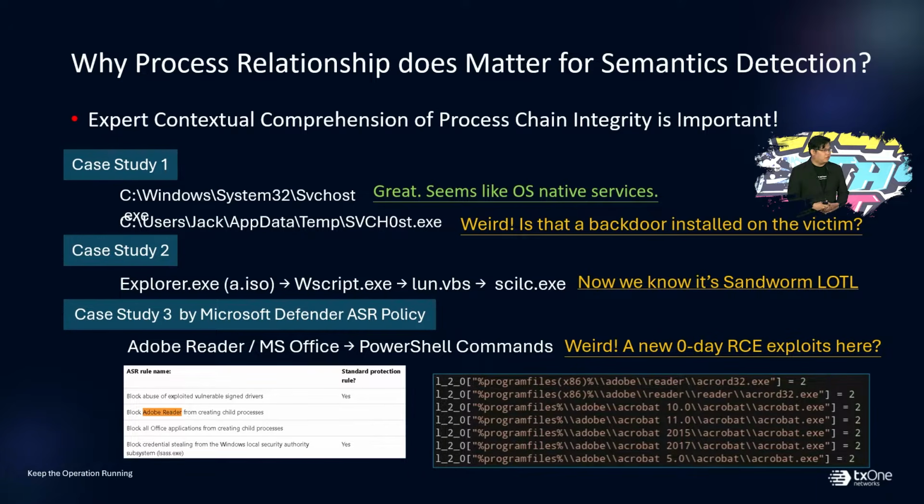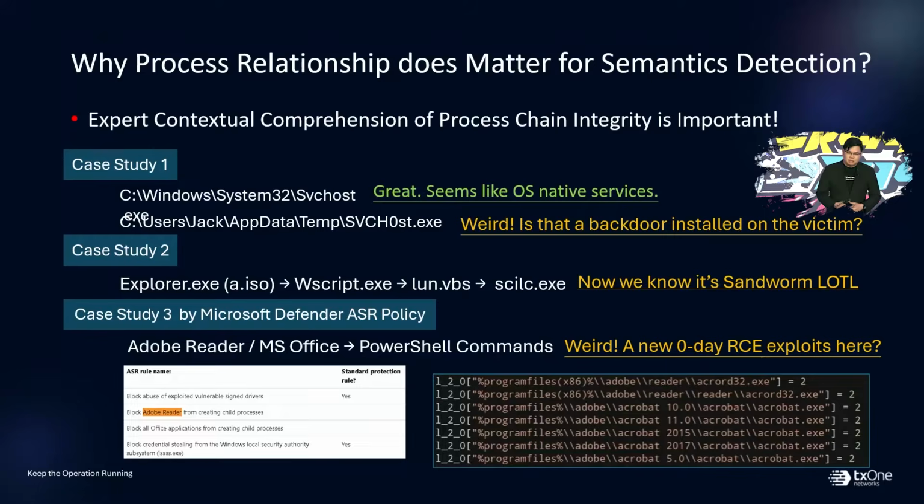In case study 2, it's actually a standalone living-off-the-land attack behavior. If we only look at the last process, scilc.exe, it is hard to identify the attack. But if we know the process relationship from explorer.exe to JavaScript to LUN.VBS, we can identify the whole process chain layer and identify this as an attack, especially in the OT environment. In case study 3, the Microsoft Defender attack surface reduction policy also inspires a lot of things.